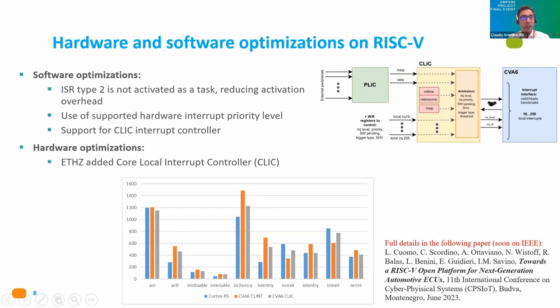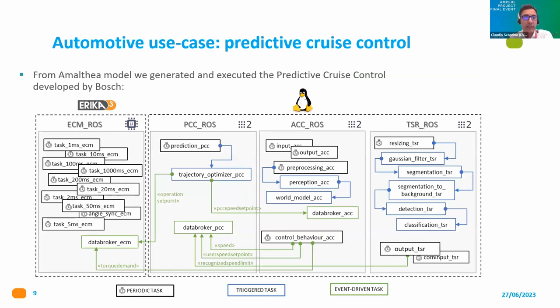And finally, let me tell you that we have taken the predictive cruise control use case made by Bosch, and we ported this model generated from Amalthea inside our platform. So we had every car running a set of periodic tasks, and other tasks were executed on Linux, and we had the full chain of execution generated from Amalthea and run inside the platform. We also had a full video showing this communication happening and the use case running on the two operating systems, but for the sake of time, I won't show it now.